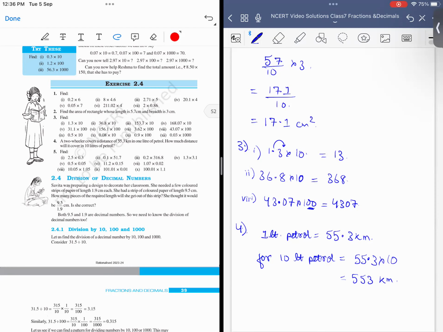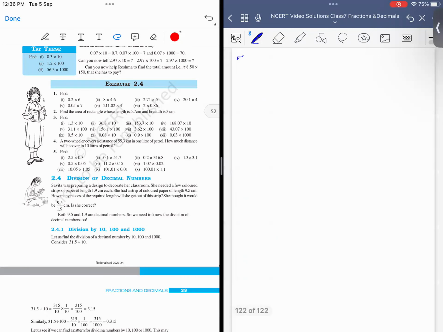Next, question number 5. Again, there is a multiplication. Multiplication of two decimals, 0.25 into 0.3. So how do we multiply? Both the decimals have the same decimal places. So multiply 25 into 3, which is 75, and then put the decimal places. This is 2 places and 1, so after 3 places, that is 0.75.